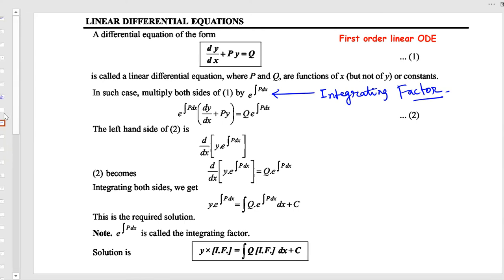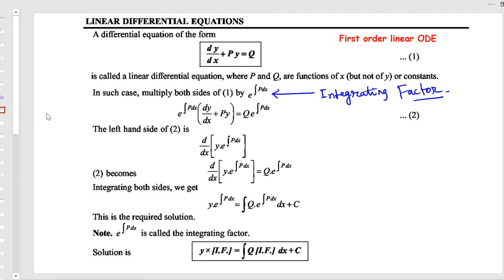First thing is, given the differential equation, a first order linear ODE, first we have to put it in this form, where p and q are functions of x but not of y. They can be functions or they can also be constants. There is no formula, but they cannot be functions of y.